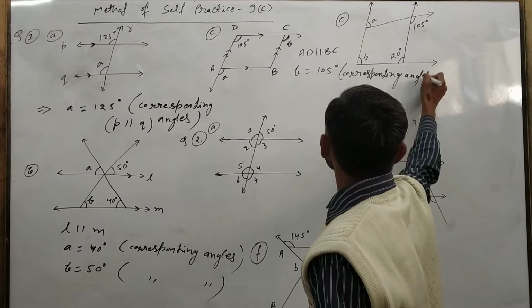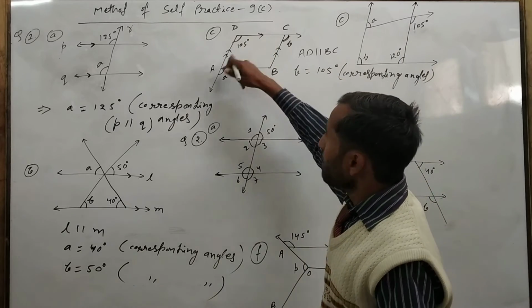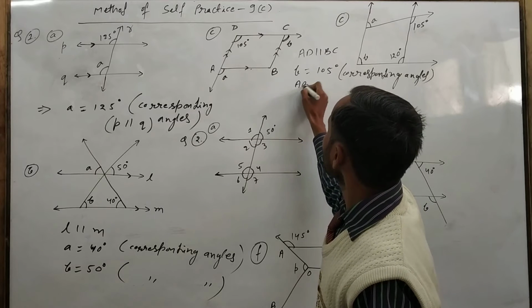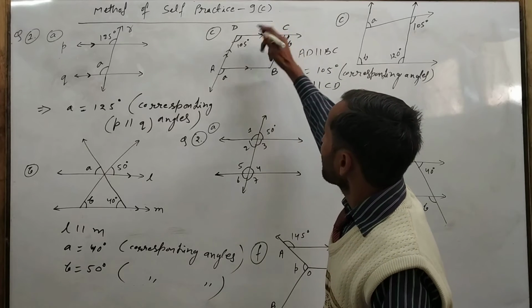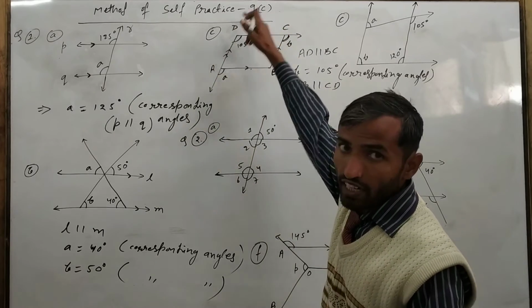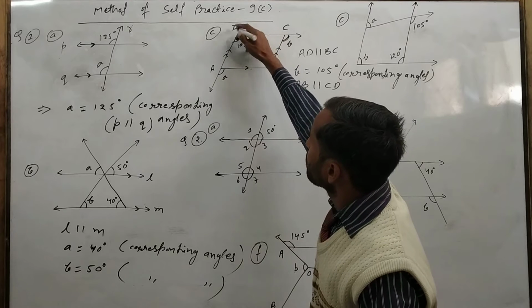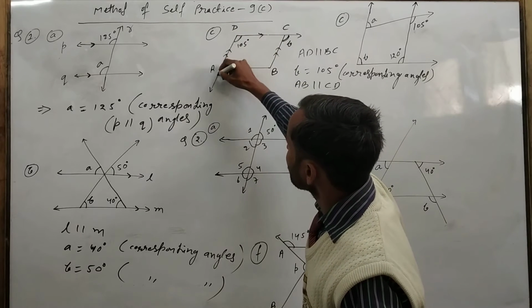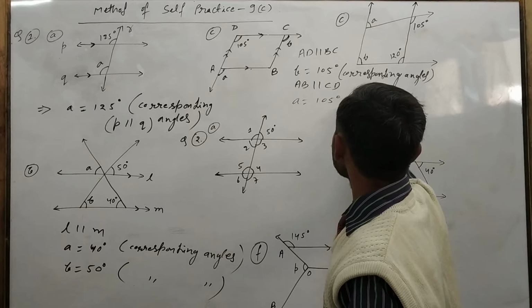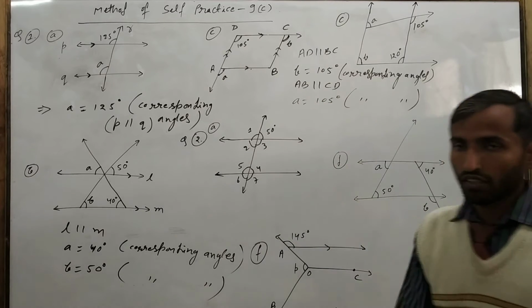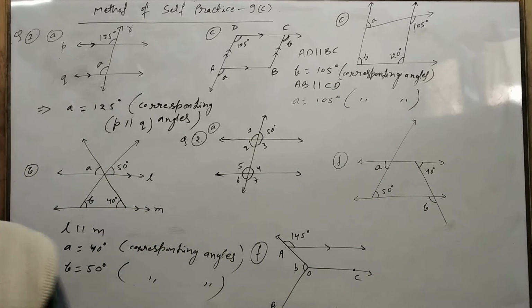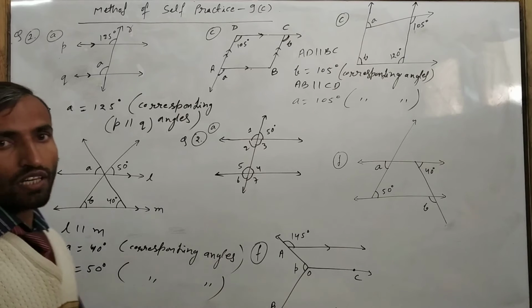After that, next one, we have to find the value of A. Again we write AB is parallel to CD, because this one is parallel, and the transversal line here is AD. So it forms a pair of corresponding angles. This one is A, so A is equal to 105 degrees. Again we write the answer. The reason is corresponding angles because AB is parallel to CD. Like that we have to find the answer if these types of question come.